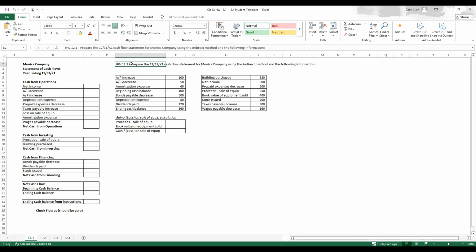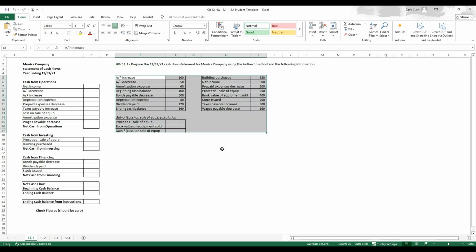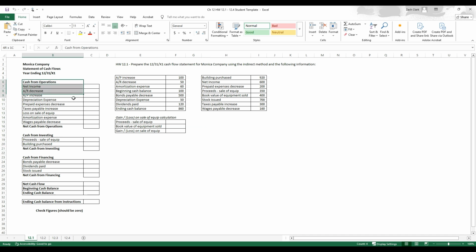In this problem, we are going to prepare the cash flow statement for the Monica company using the indirect method and the following information. So we've got that broken down. We have our cash from operations section. We have net income, and I've listed out just the changes here.